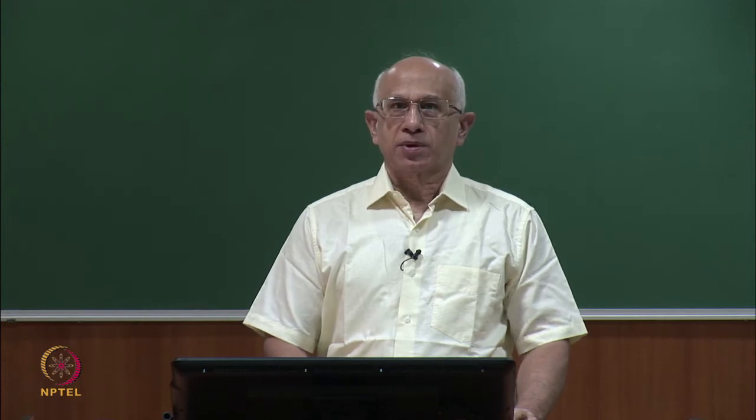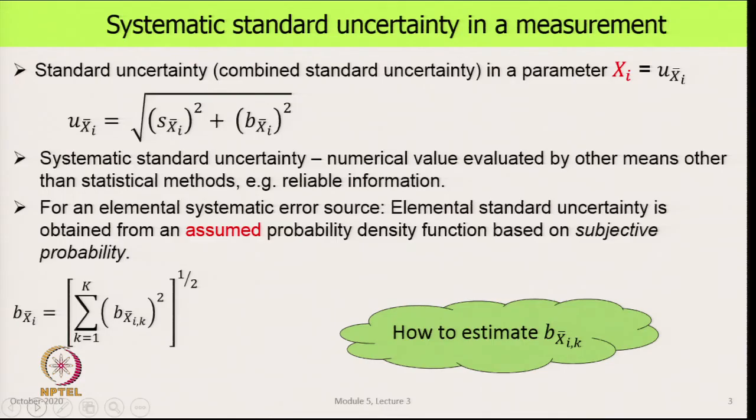evaluate systematic uncertainties. To recap, we have said that the standard uncertainty or combined standard uncertainty in a parameter xi, which is u xi bar, is the square root of the sum of squares of the random and systematic standard uncertainties. We have already seen how to calculate Sxi bar. Now, what remains is to find out techniques by which we can calculate Bxi bar.